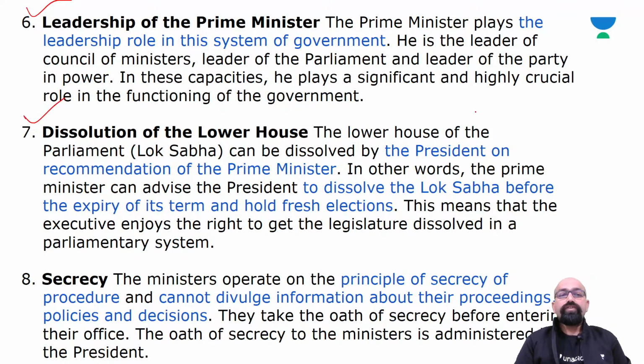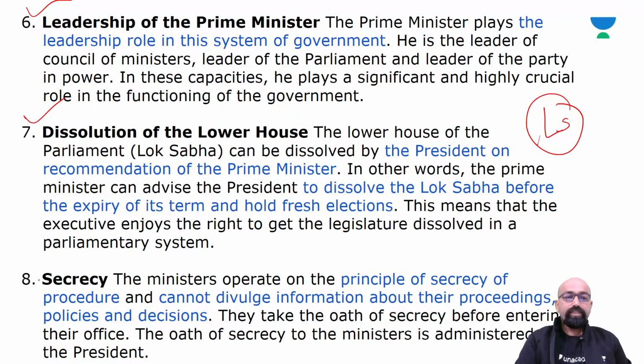So the lower house of the parliament, that is Lok Sabha, can be dissolved by the president on recommendations of the prime minister. So we can say the prime minister can advise the president to dissolve the Lok Sabha before the expiry of its term and holds fresh elections, which means the executive enjoys the right to get legislature dissolved in a parliamentary system of government. Yes, so power of dissolution of the lower house.